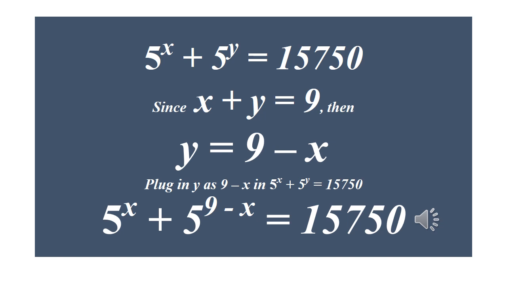Now, since we have gotten y to be 9 minus x, we can plug it in wherever we see y in 5 raised to power x plus 5 raised to power y equals 15,750. So if we plug it in, that will now give us 5 raised to power x plus 5 raised to power 9 minus x equals 15,750.